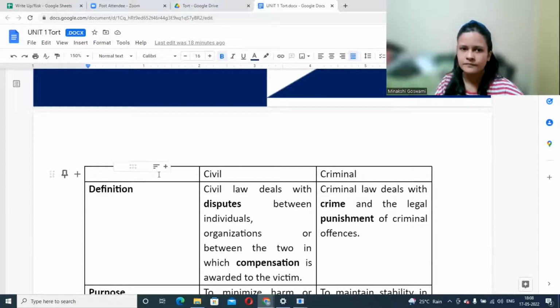Civil court is all about property dispute, and the criminal court is all about theft, murder, kidnap, assault, and robbery, all that. Yeah. Any other? This much I know, ma'am.